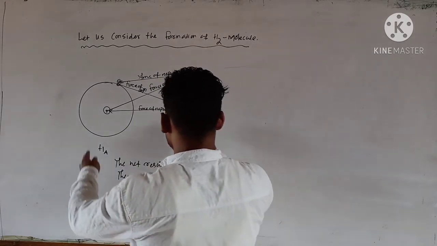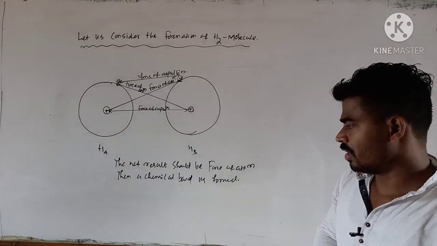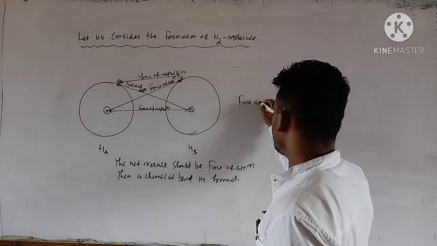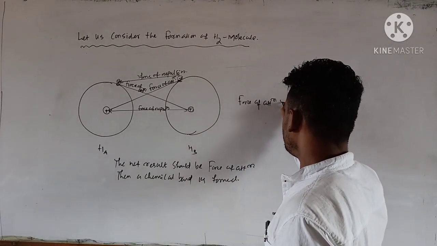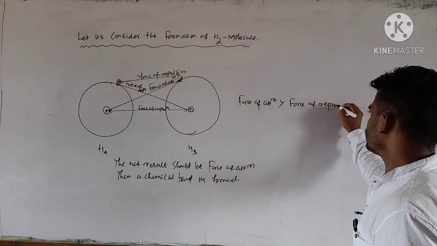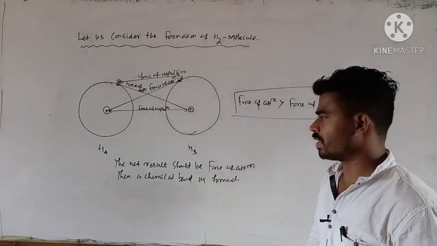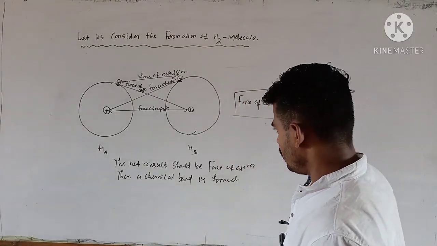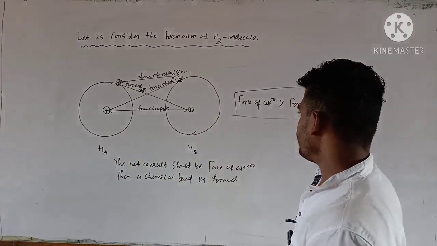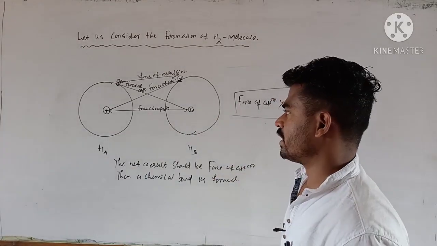Okay, so the atoms approach to a certain standard distance at which the force of attraction predominates over the force of repulsion. So this is the preliminary condition of formation of a chemical bond. If you consider a still closer approach, then again the force of repulsion will predominate over the force of attraction.